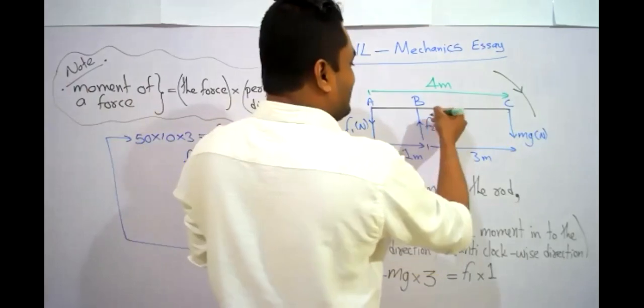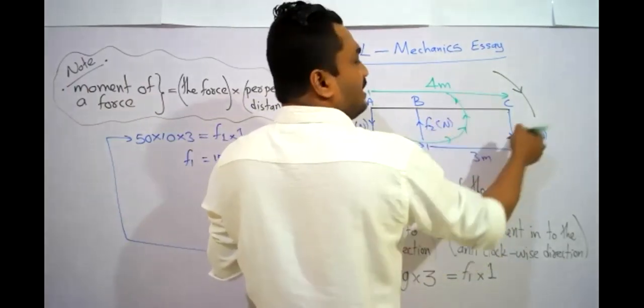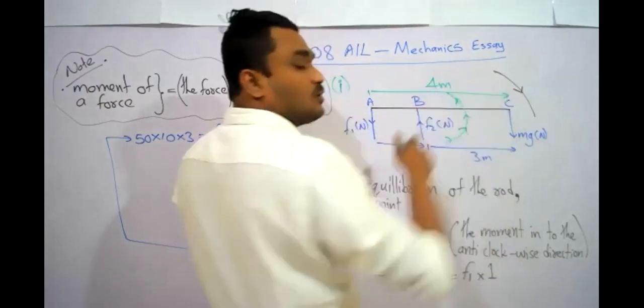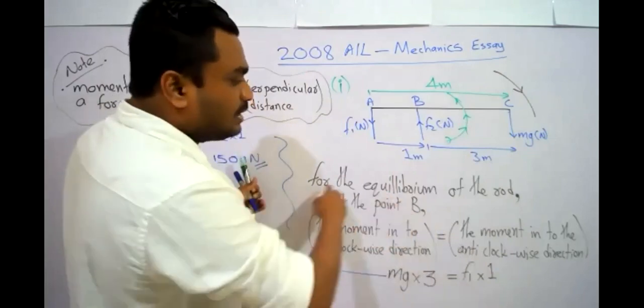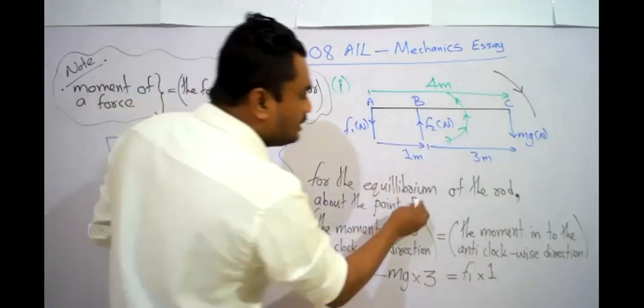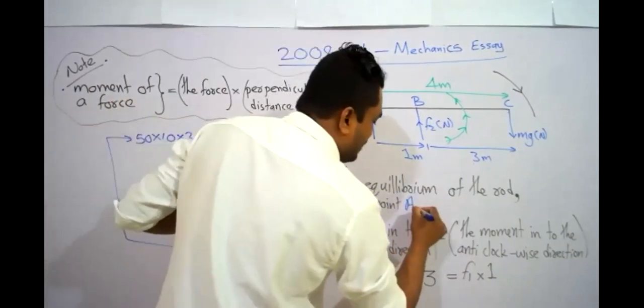So F2 force is trying to rotate the rod in the anti-clockwise direction, while F1 is trying to rotate the rod in the clockwise direction. Let me erase this. For the equilibrium, I'm now taking moments about the point A.